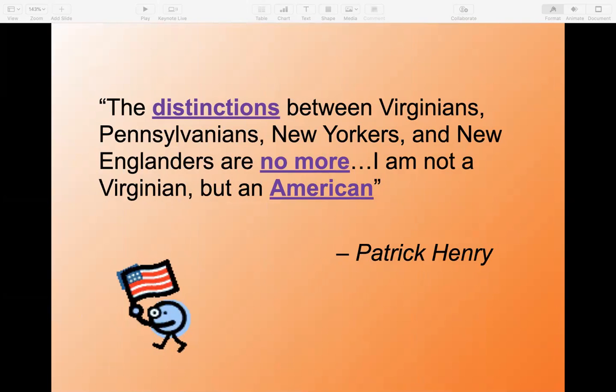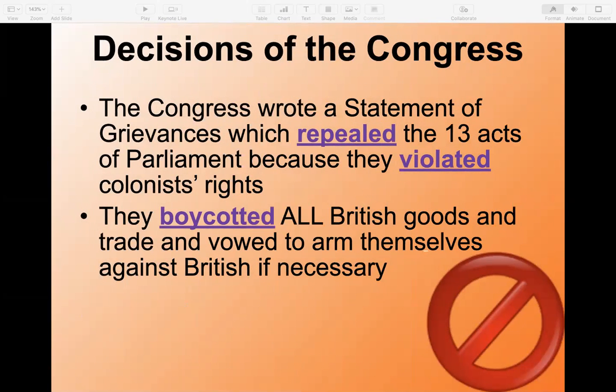The distinctions between Virginians, Pennsylvanians, New Yorkers, and New Englanders are no more. I am not a Virginian, but I am an American. Patrick Henry. Decisions of Congress.